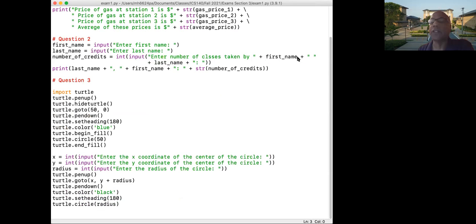So you concatenate the first name and last name, and that is essentially what you display. And then you read the input as an integer and store it in number of credits, and then you print out the information of the number of classes actually. So this is a bad name. It should actually be number of classes, not number of credits.